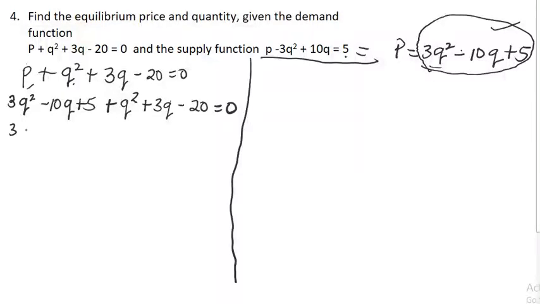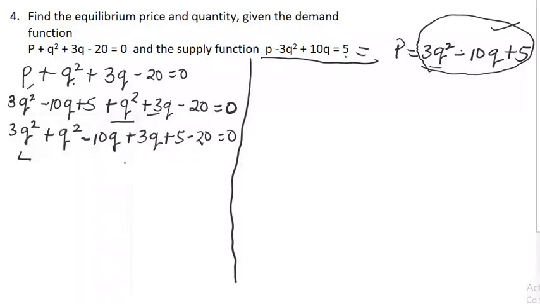Collect like terms. This 3q squared plus q squared, minus 10q plus 3q, I'm just rearranging them, plus 5 minus 20 equals 0. 3q squared plus q squared will give me 4q squared. Minus 10q plus 3q. Minus 10 plus 3 will give me minus 7q. You can liken this to owing: minus 10q, I'm owing someone 10q, and I have 3q to pay, I'll still be owing 7, so that's why it's minus 7q.